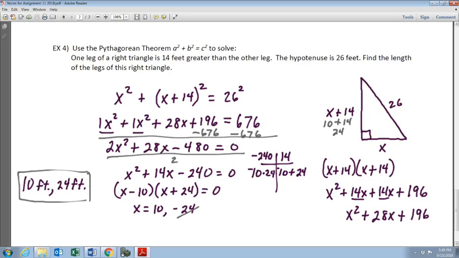And by the way, you could easily check this. If you square 10, that'd be 100, and square 24, and you add those two numbers, it should equal 26 squared, which we said was 676. So quite easy to check these. And that's it for this video.